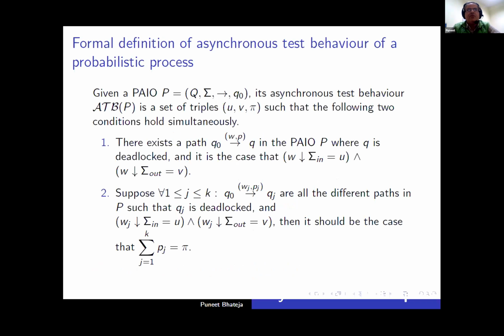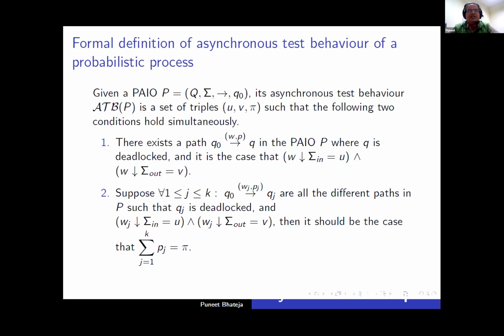So that was the informal definition of a probabilistic process. So here is a formal definition also. When you are given a probabilistic automata with inputs and output, which I said earlier is a tuple having 4 parts, its asynchronous test behavior is a set of triples u, v, phi, such that the following conditions hold simultaneously.